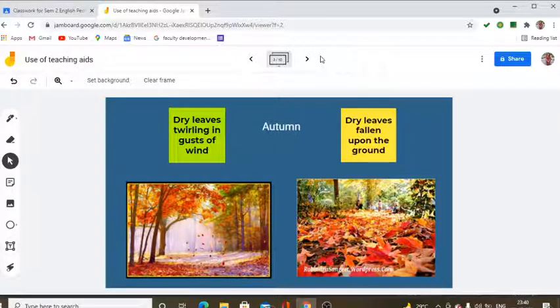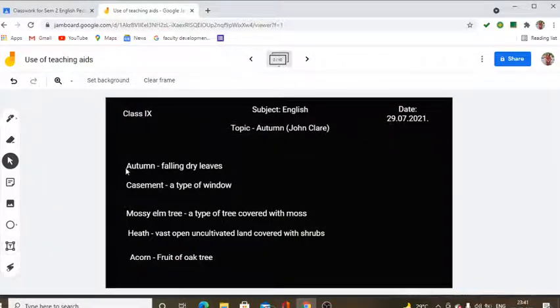In this picture, we can see how sudden gusts of wind sweep away the dry leaves. And in this other picture, we see how the leaves fall upon the streets and lanes, and they remain there like carpets. The teacher writes autumn and falling dry leaves on the board. Now the teacher asks another question.